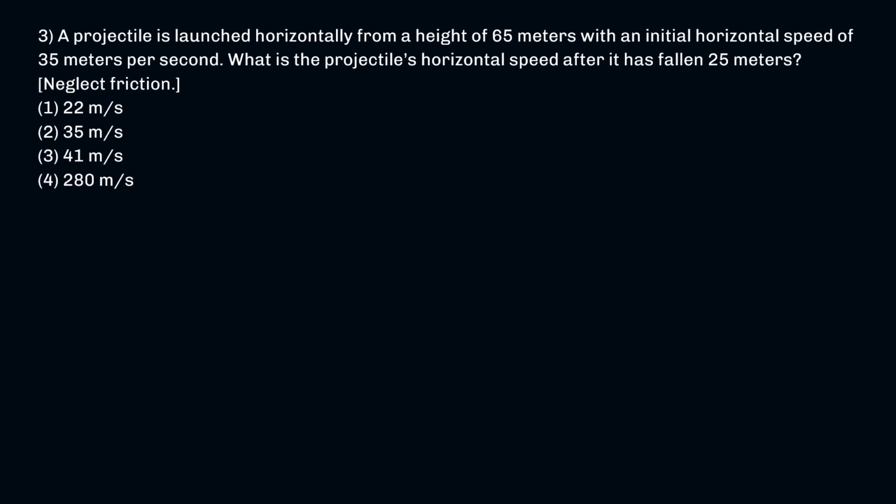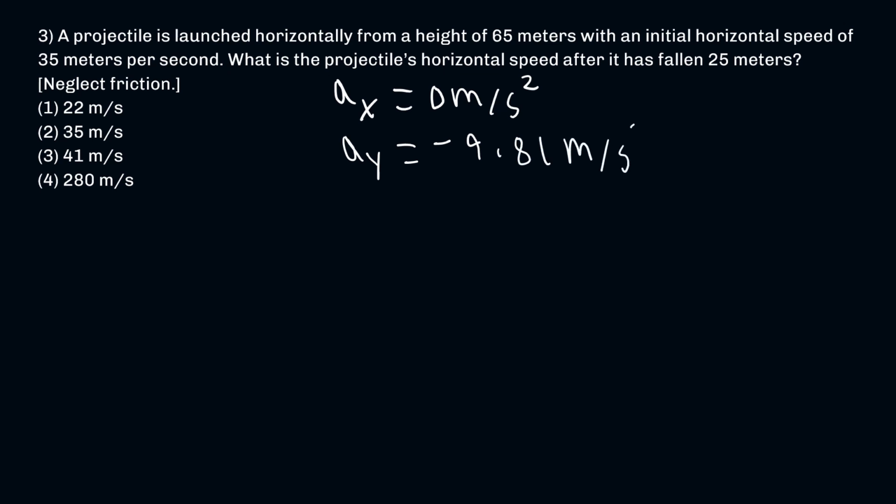The main idea of this question is that we are launching the projectile horizontally. So whatever my initial horizontal speed is, that is essentially the x component, and that speed is going to be the same throughout. So my acceleration in the x direction is going to be 0 meters per second squared. We know my acceleration in the y direction is negative 9.81 for Regents, 9.8 for AP. If you're using that, that would also be fine.